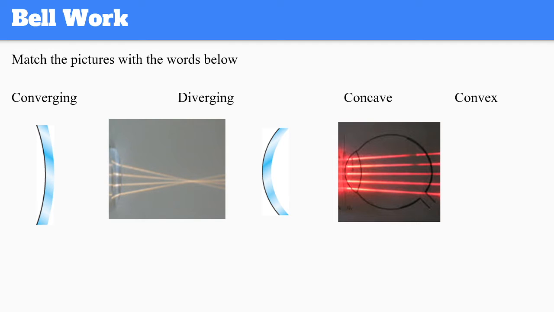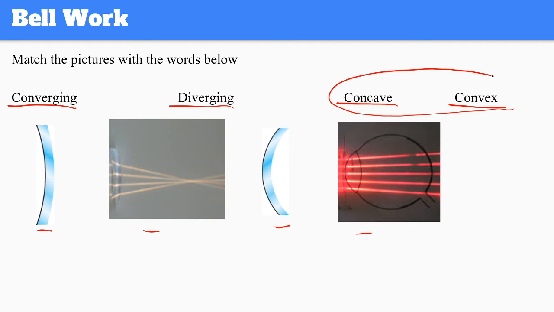Alright, so match the pictures with the words below. We have converging, diverging, concave, and convex, and we have 4 different pictures. In 2 of them we have mirrors, and in 2 of them we have light rays. Remember, we had those names. Convex and concave are because of the shape, and diverging and converging are basically what the material does to the light rays.